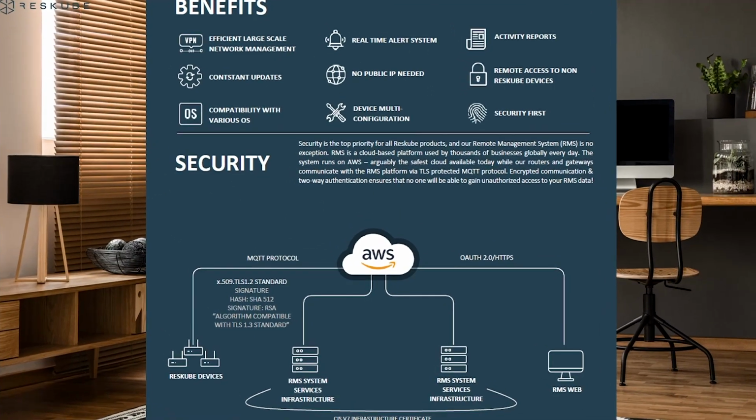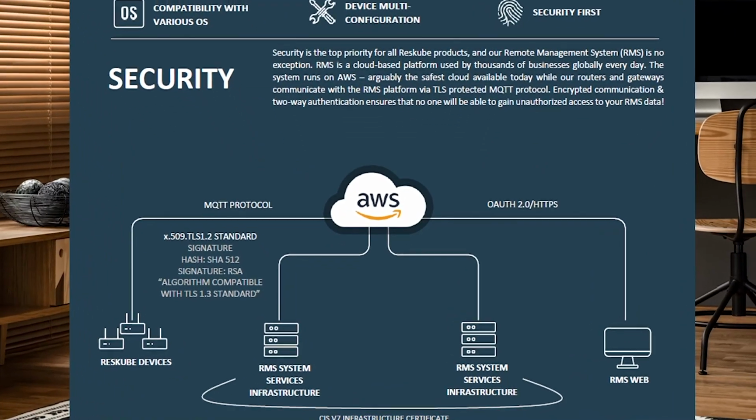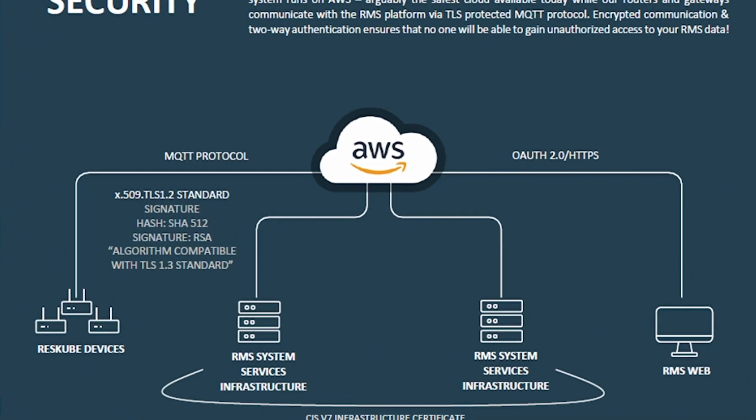Thanks, Andrew. So a quick look at how the RMS communication works. The Reskubes are connected to the RMS via the internet using message queuing telemetry transport and TLS. The admin connects into the RMS via two-factor authentication over HTTPS. Our platform is hosted on AWS, and we take advantage of their highly resilient and secure infrastructure. All features you'll see in this demo can be fed into your own portal using our secure API.